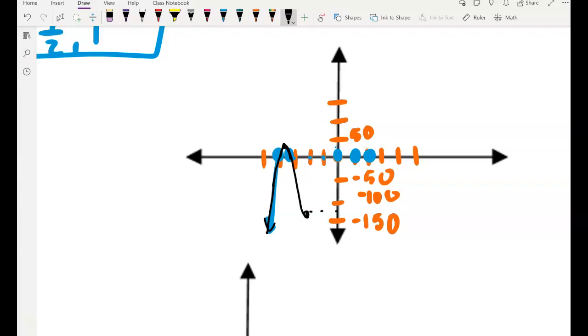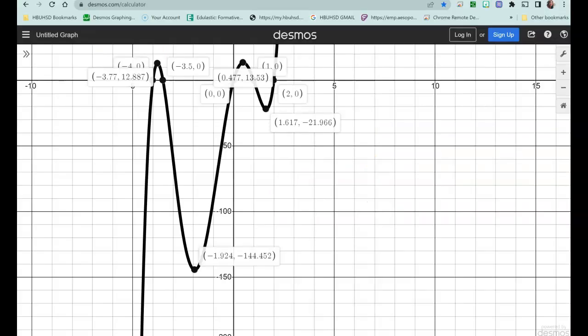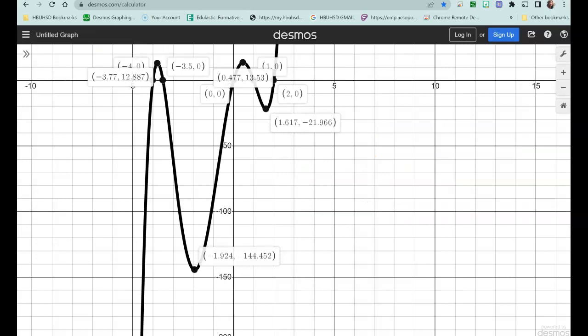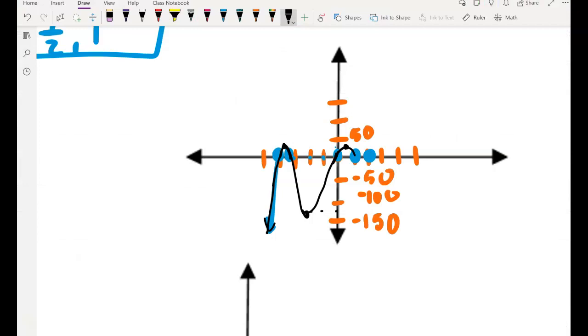I'm going to go all the way down. I know it loops back up and touches that 0. And then the next max is about 0.5-ish and about 13 or 14. So 0.5, 13 or 14 is right there, not quite at 50. Loop back, and the next minimum value is 1.6 and about negative 22-ish. So this is sort of a sketch that I want you guys to have right there.